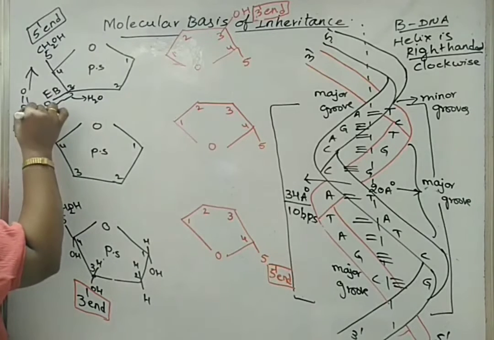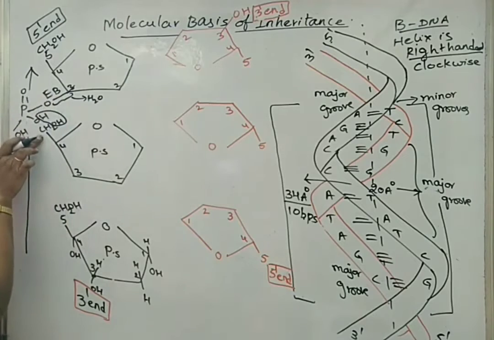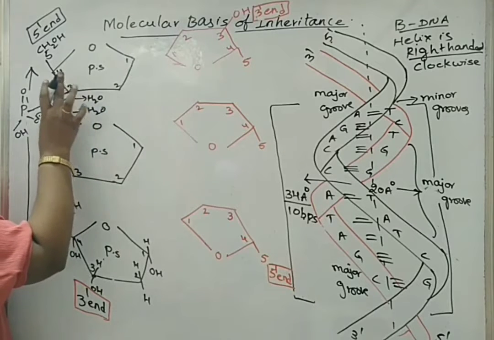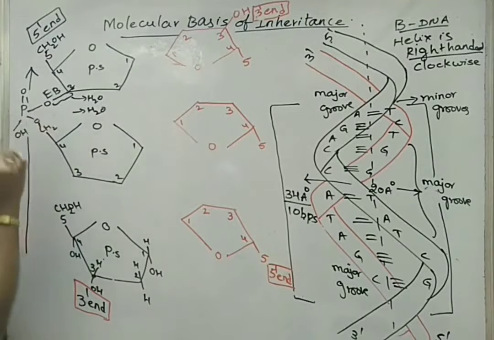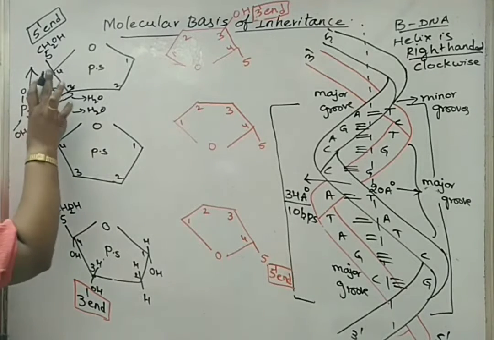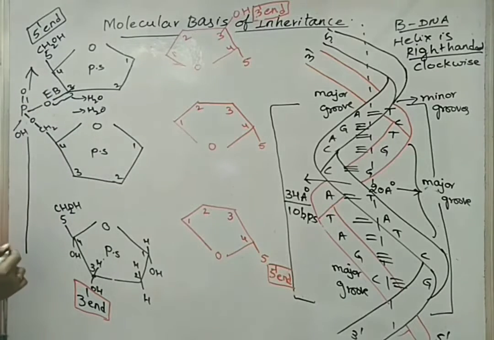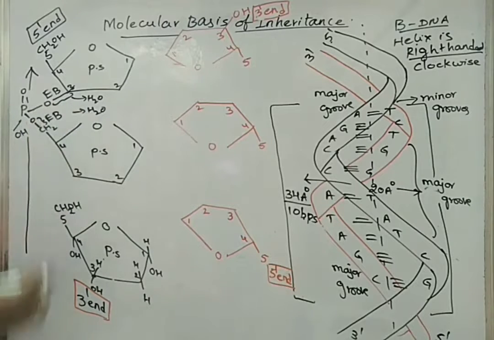Here also, this hydrogen of the phosphate, the hydroxyl of the 5th carbon position, is also being removed as a water molecule. And here another bond is formed, that is an ester bond between oxygen and carbon at the 5th carbon position. So this bond is also called an ester bond.